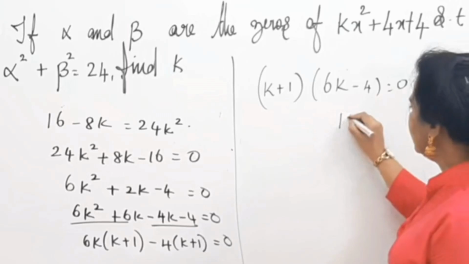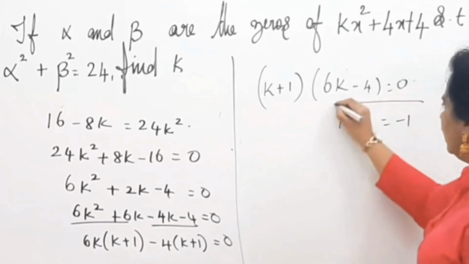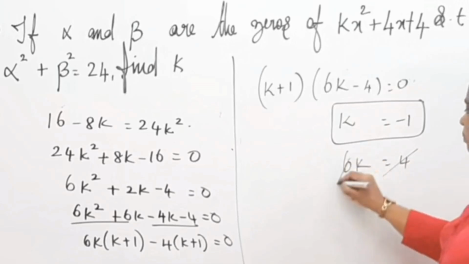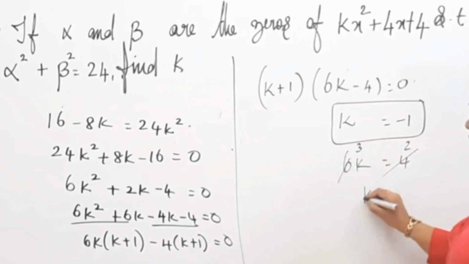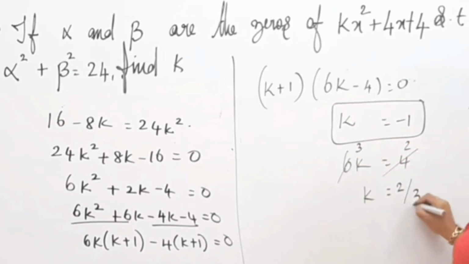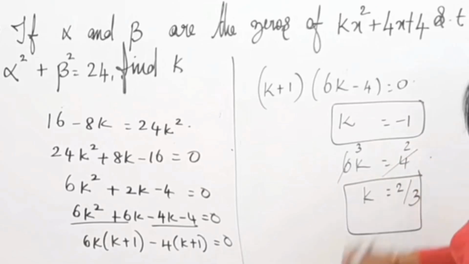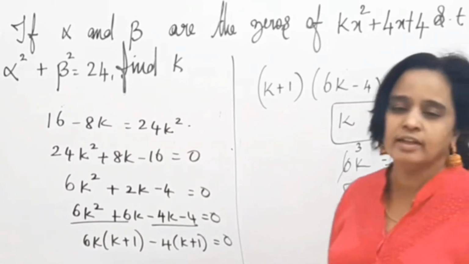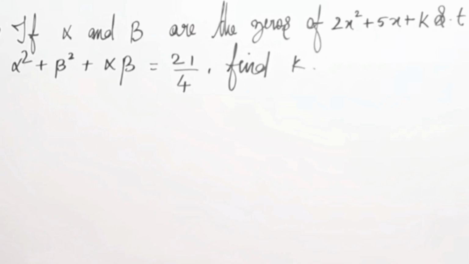That means k is equal to minus 1 and 6k is equal to 4. On simplification, 3 and 2, k is equal to 2 by 3. So as simple as that, I got both the values, minus 1 and 2 by 3.